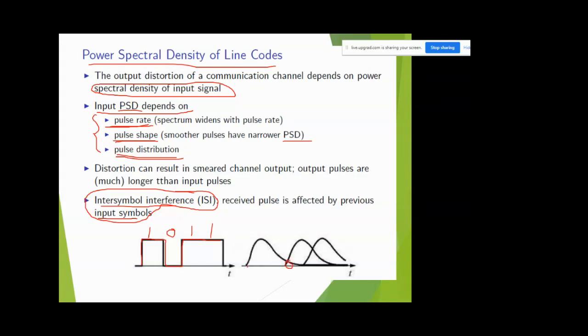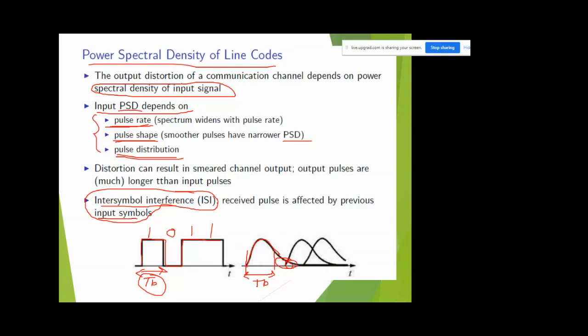Due to distortion, the shape of this signal changes. This is nothing but the bit duration TB, but some part of the duration of this bit 1 is overlapping with the duration of the 0 pulse. You can see here. That is called inter-symbol interference.